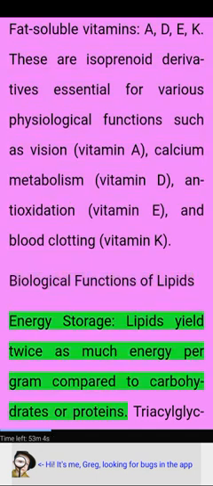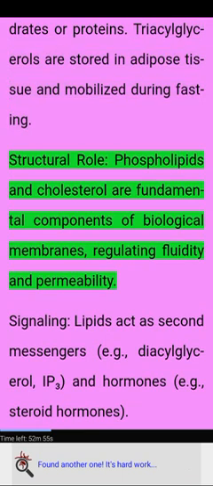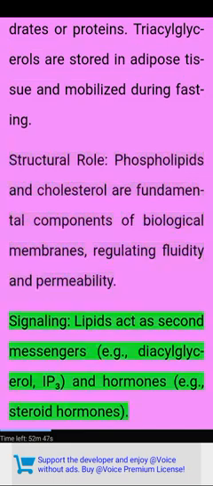Biological functions of lipids. Energy storage. Lipids yield twice as much energy per gram compared to carbohydrates or proteins. Triacylglycerols are stored in adipose tissue and mobilized during fasting. Structural role. Phospholipids and cholesterol are fundamental components of biological membranes, regulating fluidity and permeability.